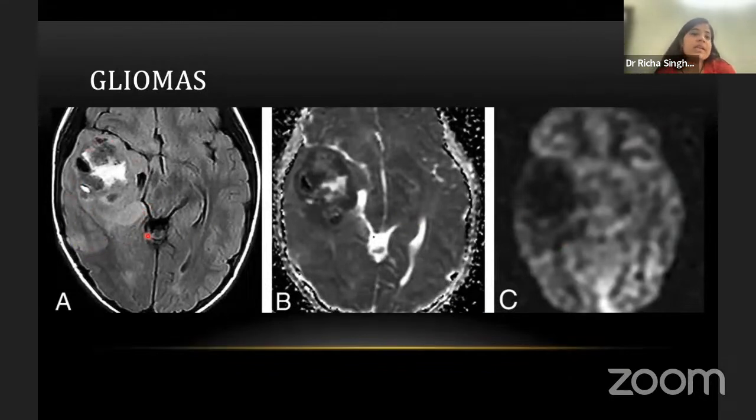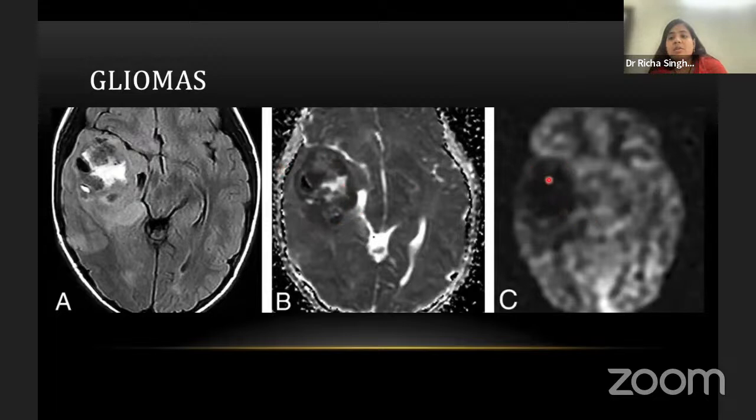What we are seeing here is a large lesion centered in the temporal lobe on the right side. It's a FLAIR hyperintense lesion. The posterior margin appears to be well defined. There is not much edema, but a lot of hemorrhage is there. Central necrosis is there. And on diffusion, the periphery, the margins of the tumor are restricting markedly.